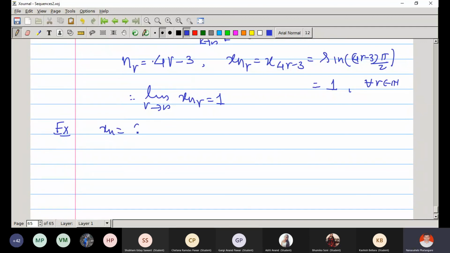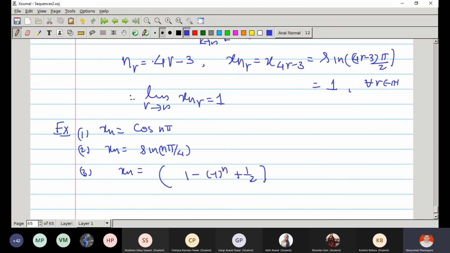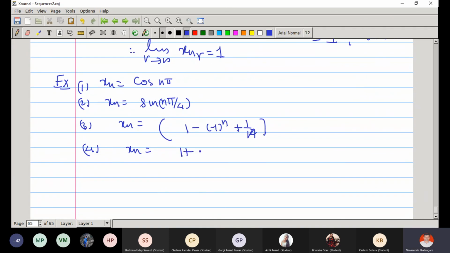Okay, you think about this: xn is equal to cos of n pi. You also think about xn equal to sine of n pi by 4. You also think about 1 minus (minus 1) to the n plus 1 by 2, times 1 by n. Fourth, you think about 1 plus (minus 1) raised to n. You think about these sequences and check which are convergent and which are divergent using the subsequence criteria. Correct?